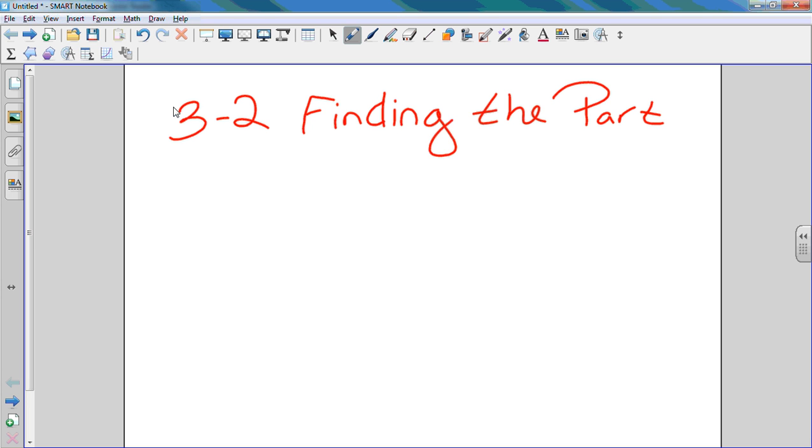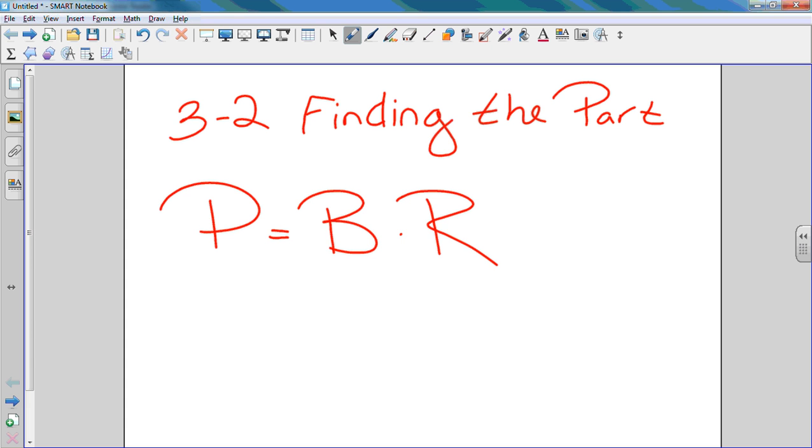It's a very simple formula that we're going to use in business math. We're going to use part equals base times rate. Okay, part equals base times rate. You use this formula every single day. You take a base number, you multiply it by a rate, and you get a part every single day when you do something.